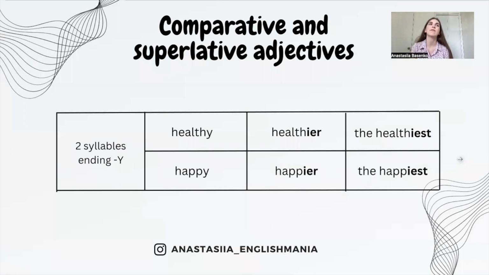Then if we have a two-syllable word ending in y, we change y into i, and add er or est. Healthy, healthier, the healthiest. Happy, happier, the happiest.